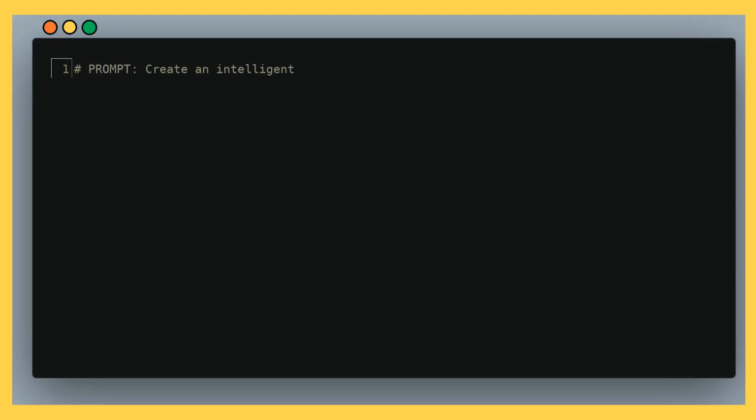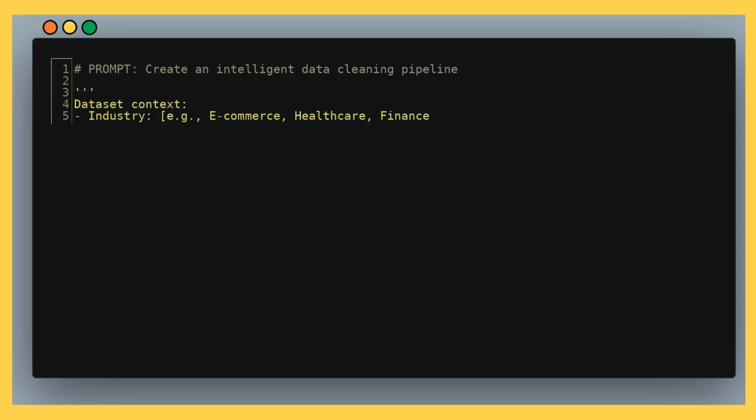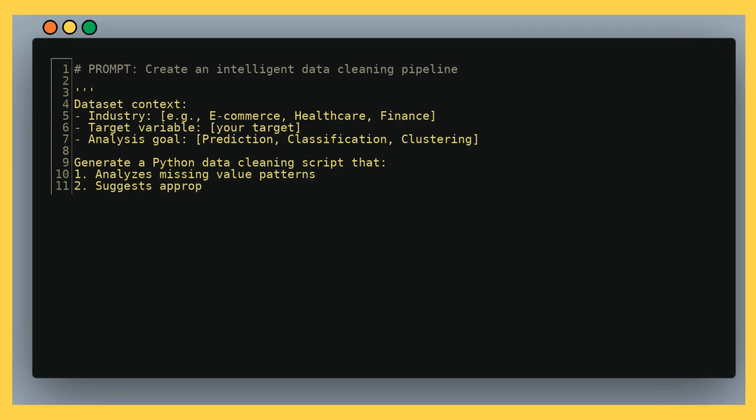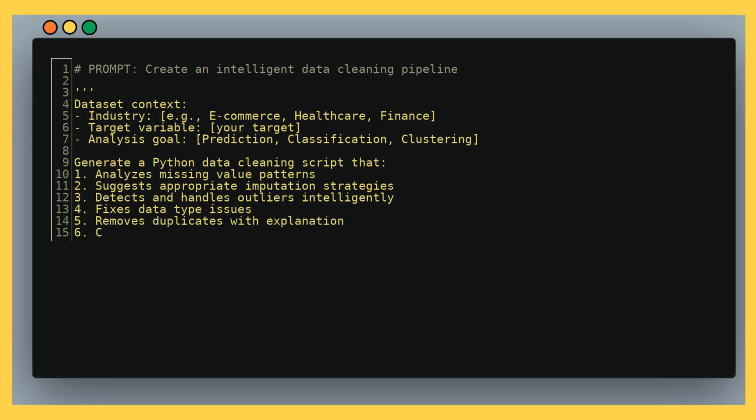This cleaning prompt is beautifully structured. Notice how we're providing context about our dataset, specifying the type of analysis we're doing, and asking ChatGPT to explain its decisions. This isn't just code generation. It's intelligent data pre-processing that understands your specific use case. The prompt also asks for before and after comparisons, so you can validate the cleaning process.